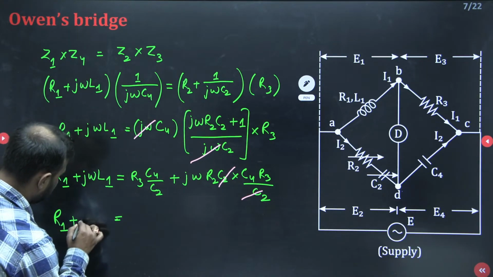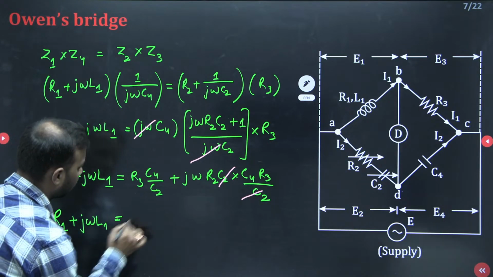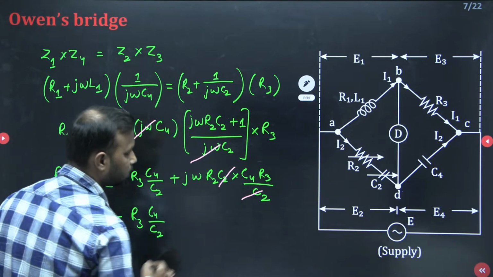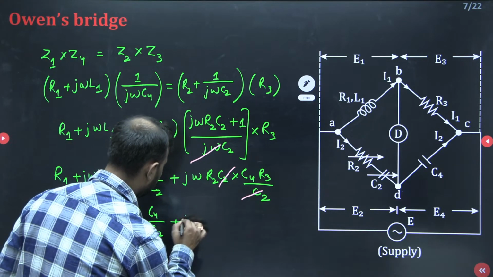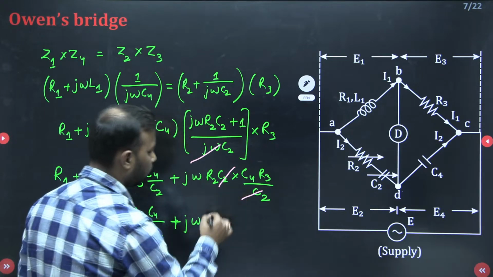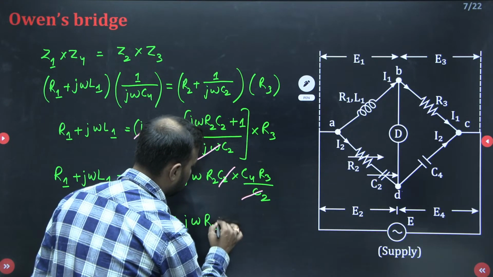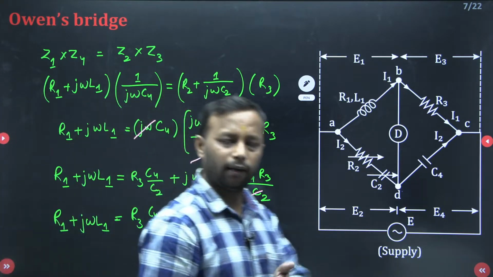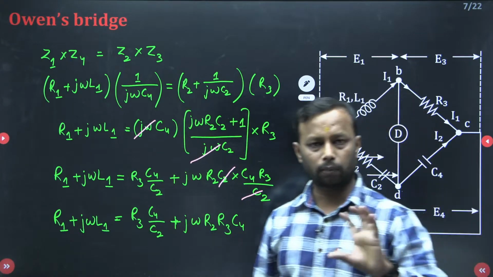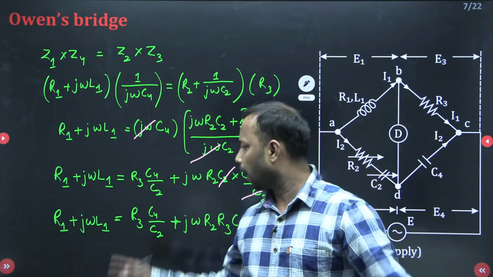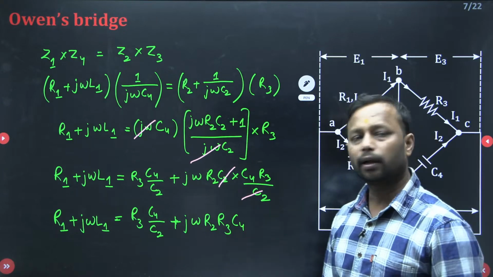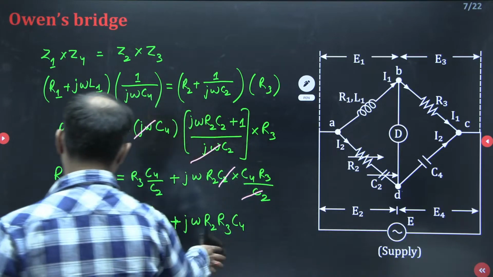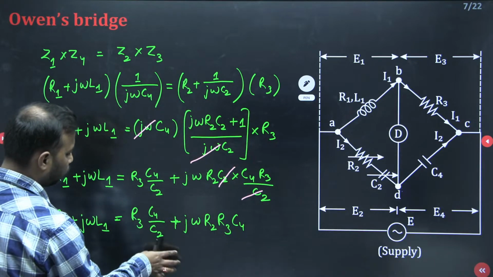R1 plus j omega L1 equal to R3 C4 by C2 plus j omega R2 R3 C4. Now these two expressions will be equal if the real part on both sides is equal and the imaginary part on both sides is equal simultaneously. Okay, so what is the real part from here? R1 will be equal to R3 C4 by C2.